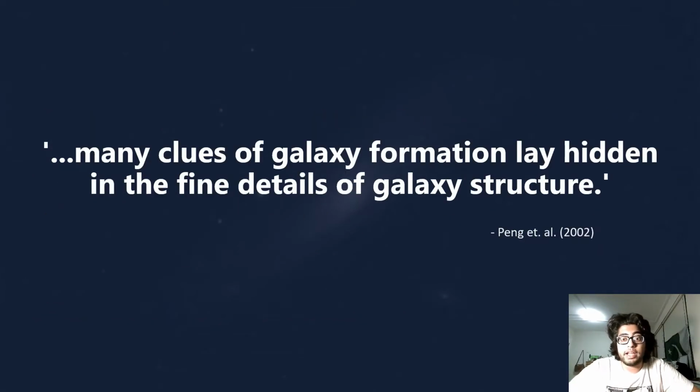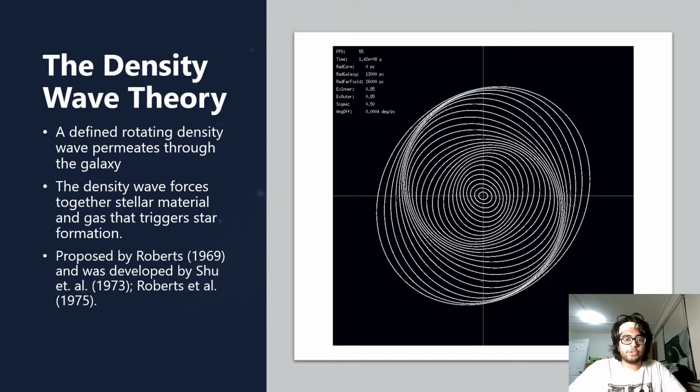Many clues of galaxy formation lay hidden in the fine details of a galaxy's structure, as Peng et al. 2002 very eloquently puts it. So first we're going to be talking about the density wave theory. The density wave theory basically suggests that throughout the disk of the spiral galaxy, there exists a density wave that permeates through the disk.